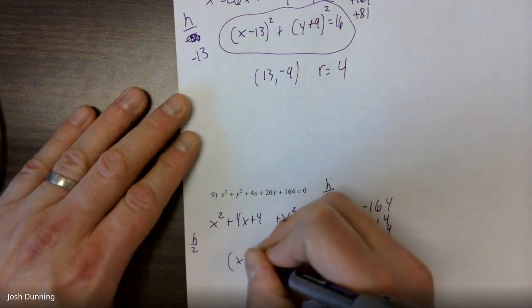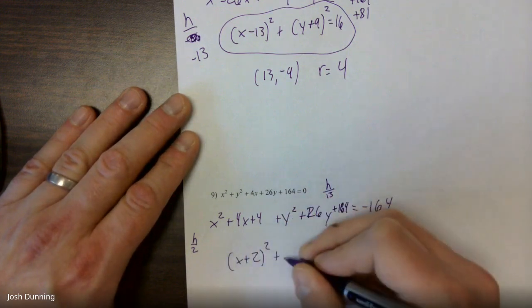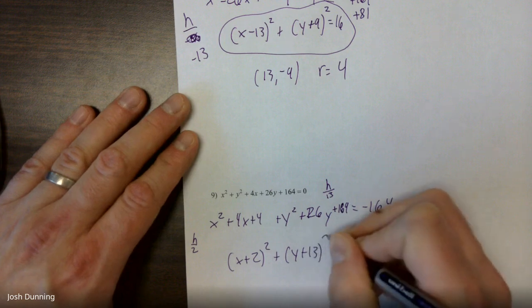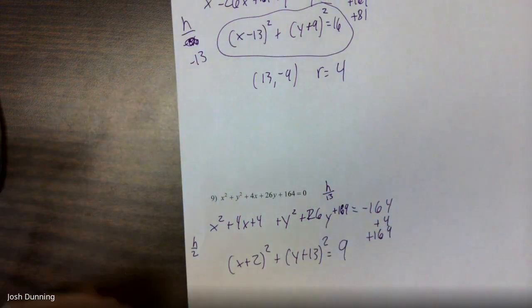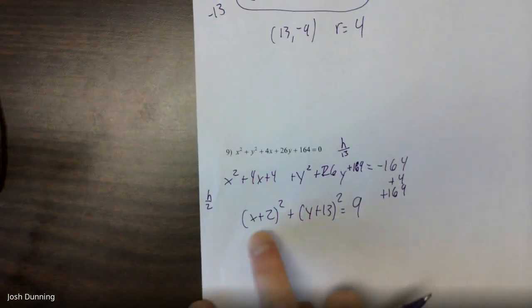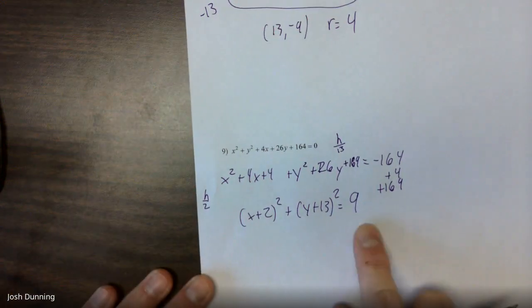So then the half goes in with the x, the other half goes in with the y, and we get 9. And then if you wanted the center, negative 2, negative 13, radius would be 3.